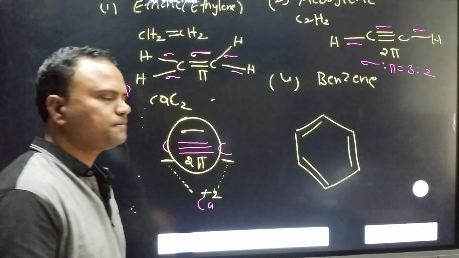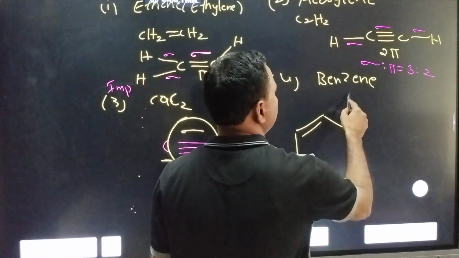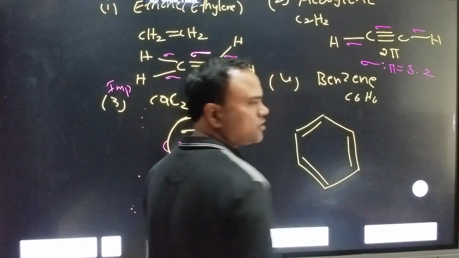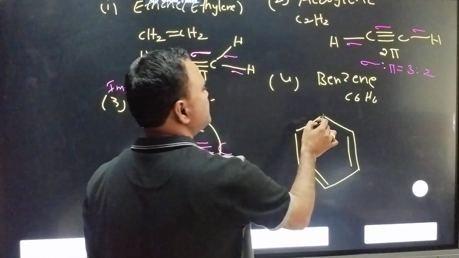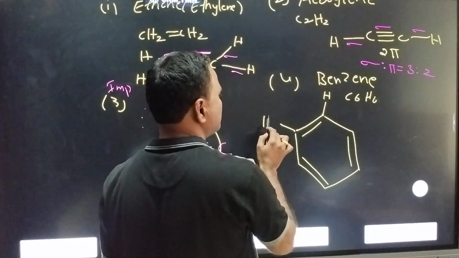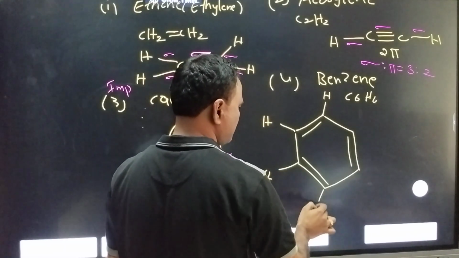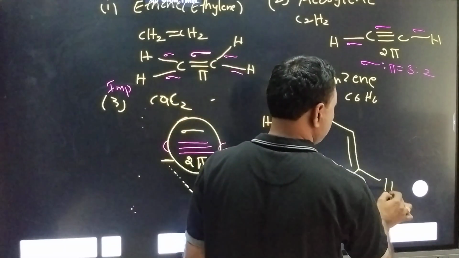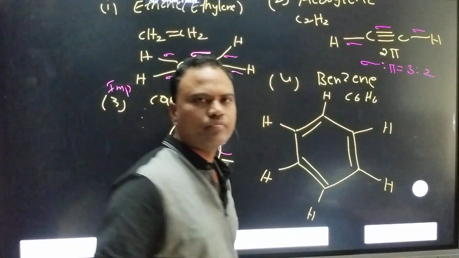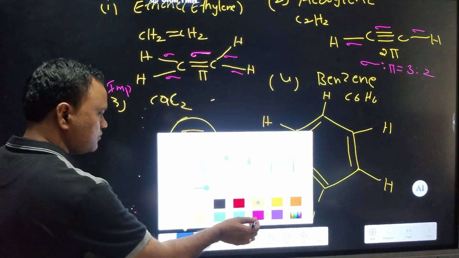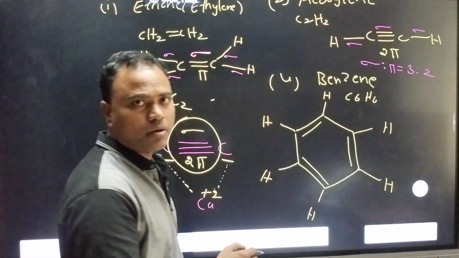Twelve sigma and pi. P6H6 is the form of P6H6, right, 6 hydrogen. Okay. Sigma bar. I'm writing sigma bar.